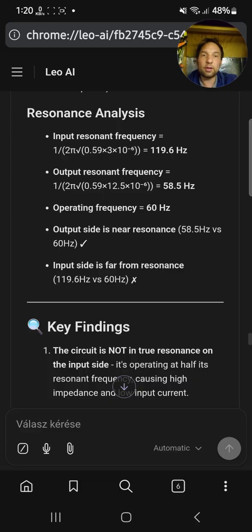Douglas, dear Douglas, you could achieve 4 COP plus. He wrote it upper. You can read it back. Operating frequency 60 Hz. Output resonance frequency is also not perfect.